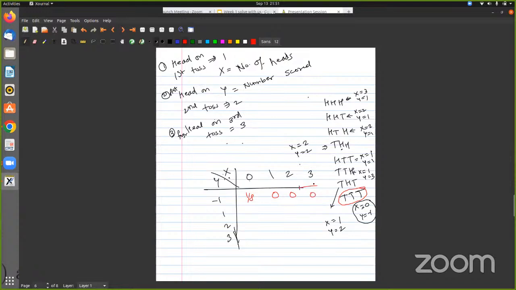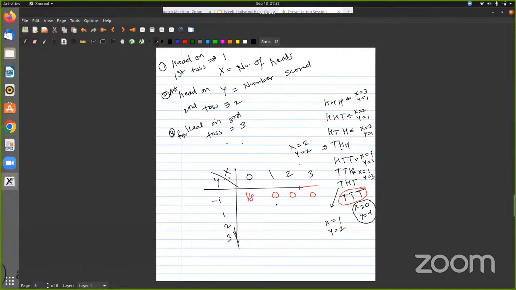Yes, sir. I am writing the table, you understand first. So x equals to 0, x equals to 1. Okay. How did you find out this 1 by 8? Equally likely outcomes. Yeah, but what do you mean by that? That means x equals to 1 and y equals to minus 1, right? That means this is the intersection. That is what I wanted to tell you in the previous question.